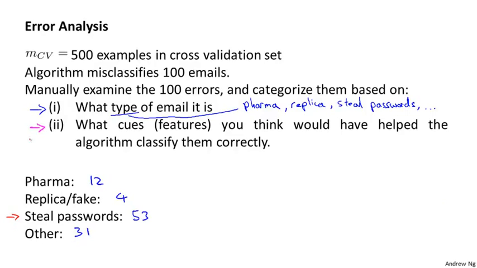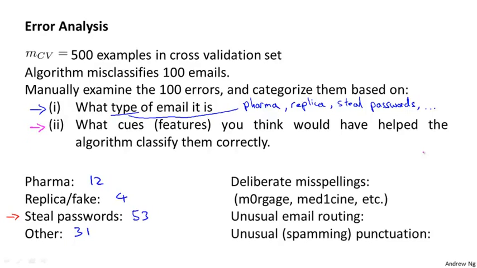And also, what I might do is look at what additional features might have helped the algorithm classify the emails. So let's say that some of our hypotheses about features that might help us classify emails better are trying to detect deliberate misspellings versus unusual email routing versus unusual, spammy punctuation, such as if people use a lot of exclamation marks. And once again, I would manually go through, and let's say I find 5 cases of this and 16 of this and 32 of this and a bunch of other types of emails as well.